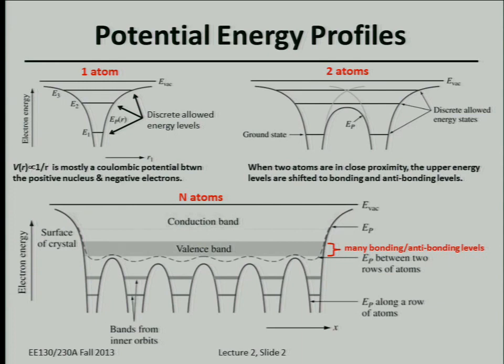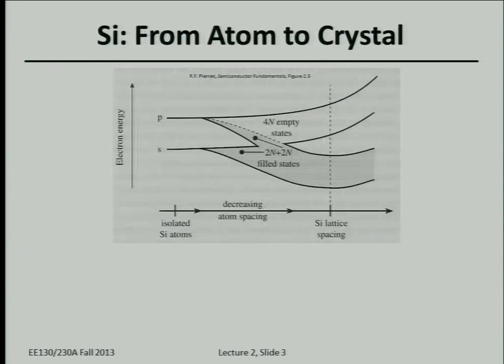Okay, so this is basically what's illustrated in the PRA textbook. If you look at the electron energy and see how it evolves, in an isolated atom you have this 3s energy level, and you have 3p, right?